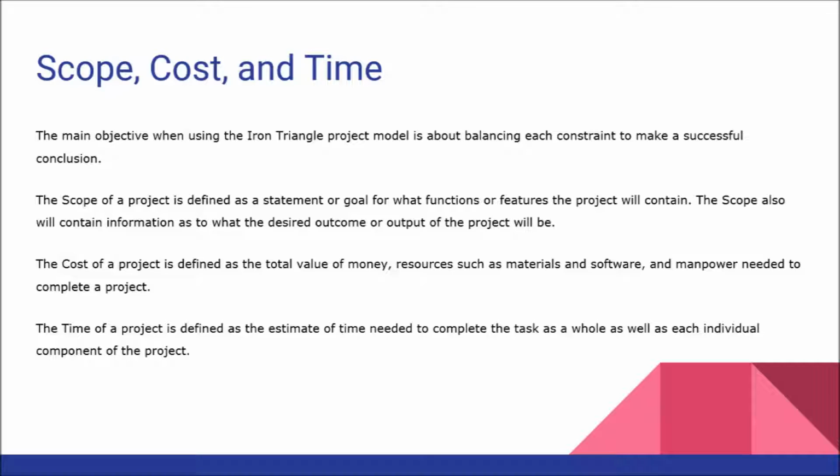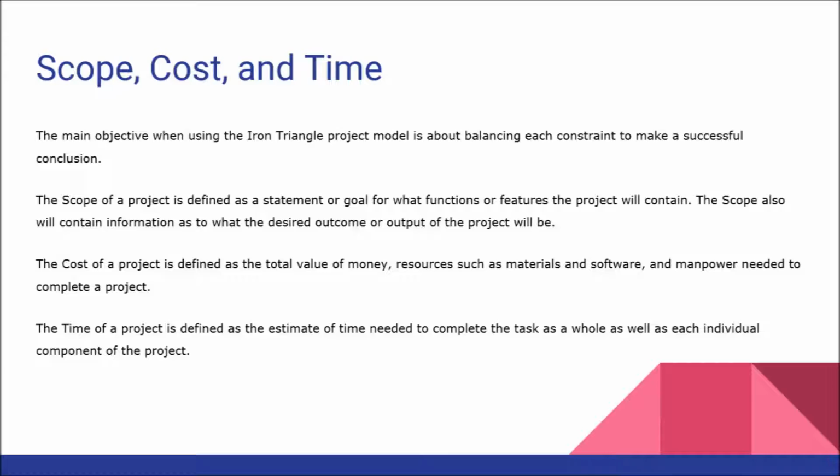The scope of a project is defined as a statement or goal for what functions or features the project will contain. The scope will also contain information as to what the desired outcome or output of the project will be. The cost of a project is defined as the total value of money, resources such as materials and software, and manpower needed to complete a project.